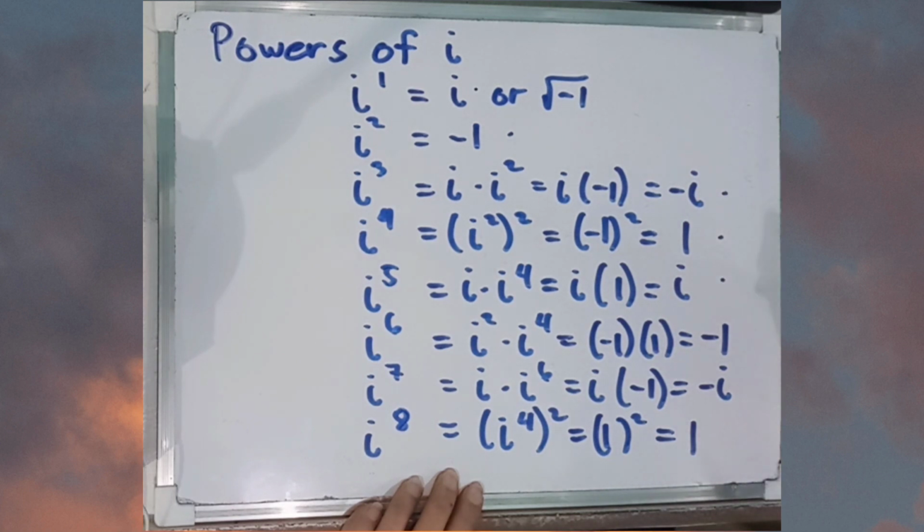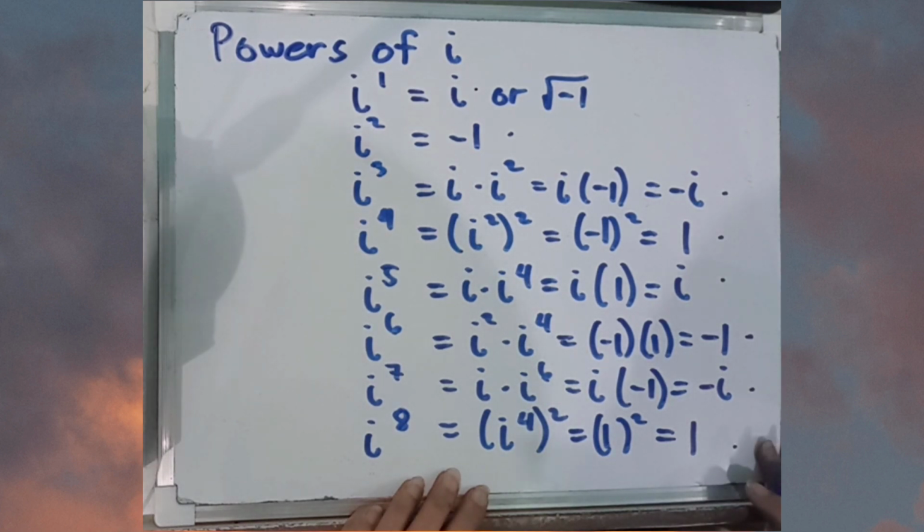i, -1, -i, 1. So there is actually a certain pattern, and all powers of i can be reduced to one of the 4 possible answers, and actually they repeat every 4 powers. So this is actually convenient so that it will be easier for you to remember. So that ends the discussion for complex numbers.